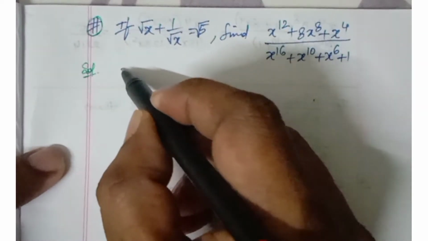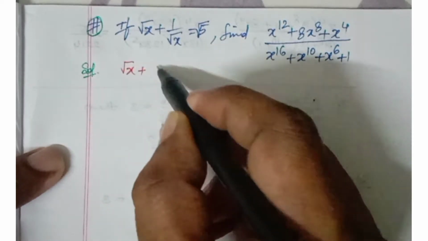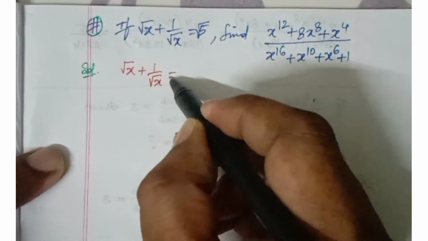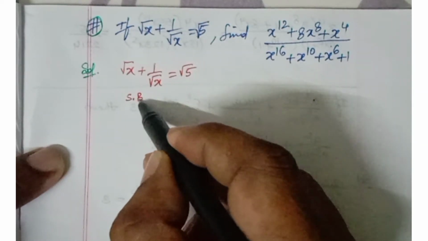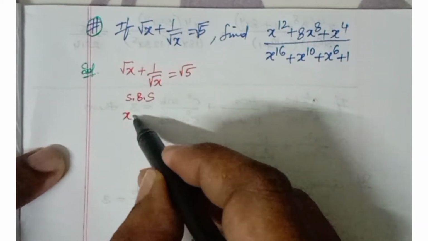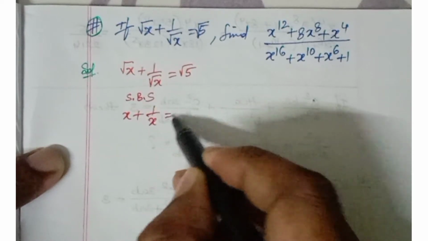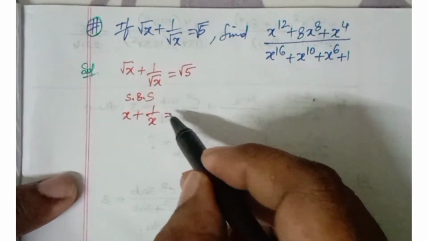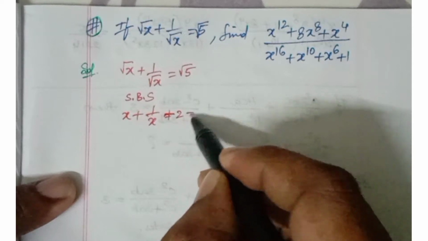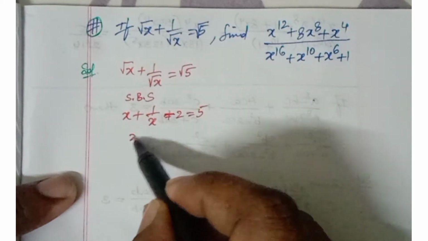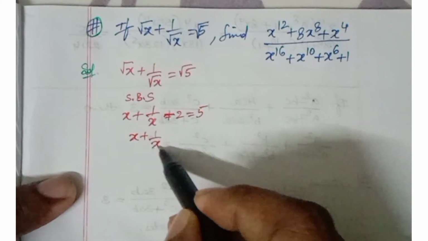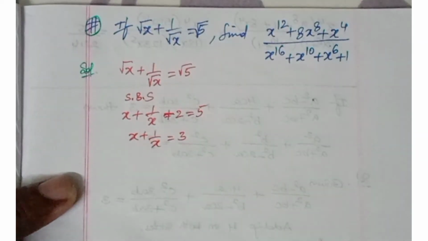So first of all, what is given? Root x plus 1 by root x is equal to root 5. Already you know how to do squaring on both sides. We will get x plus 1 by x plus 2 equal to 5. From this we will get x plus 1 by x equal to 3.